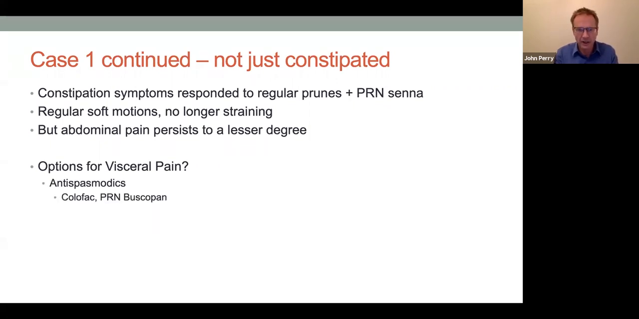Antispasmodics are your classic ones. Colofac is the safest one to use because it doesn't cause constipation, which buscopan does. So buscopan, if you take it regularly, causes constipation, defeats the whole thing. Colofac is great if it works, but a lot of people it doesn't work in. And there are some other ones too, again, trial and error. You've probably all tried tricyclics at some stage. SSRIs are probably less effective, but are an option. They do help move the bowels too.